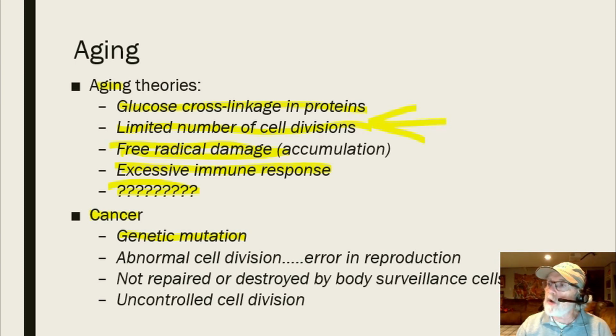What happens is we find mutations that occur in the BRCA1 and BRCA2 genes, therefore the surveillance system goes to pot. Doesn't work as well. And as a result, the incidence of developing certain cancers, i.e. breast cancer, is significantly increased when they have these gene mutations. So gene mutations result in sometimes a loss of surveillance, or the gene mutation causes abnormal cell divisions and an error in reproduction. And if these errors in reproduction are not repaired or destroyed by body surveillance cells, it results in uncontrolled cell division. Guess what cancer is? Cancer is uncontrolled cell division.